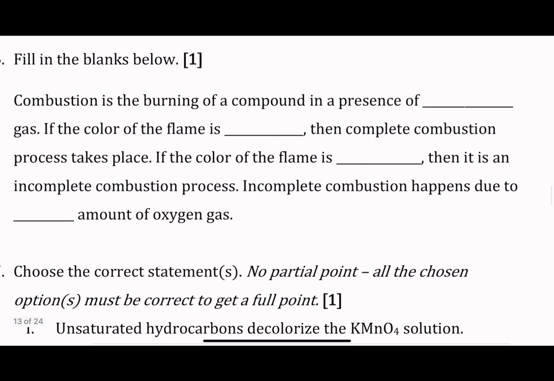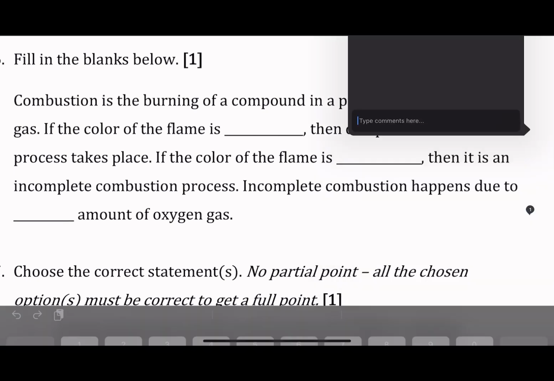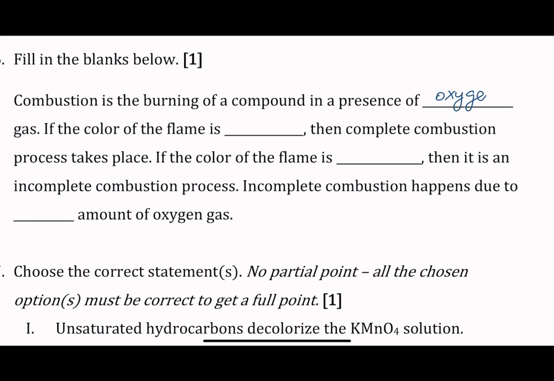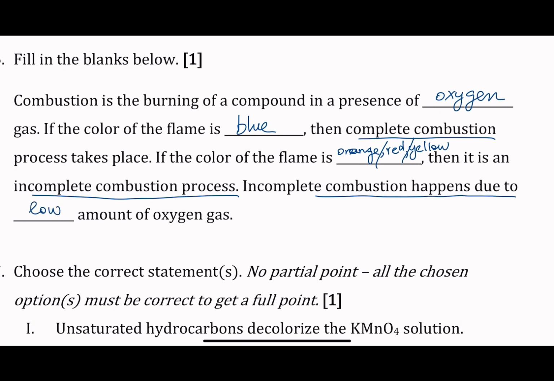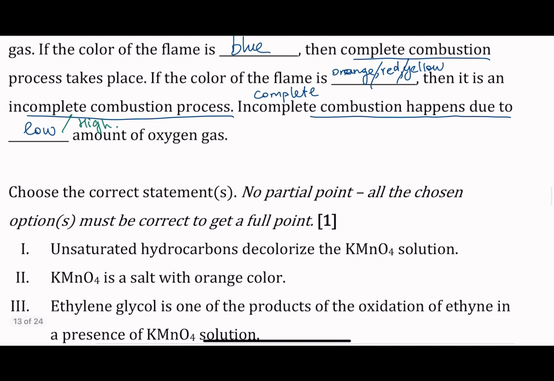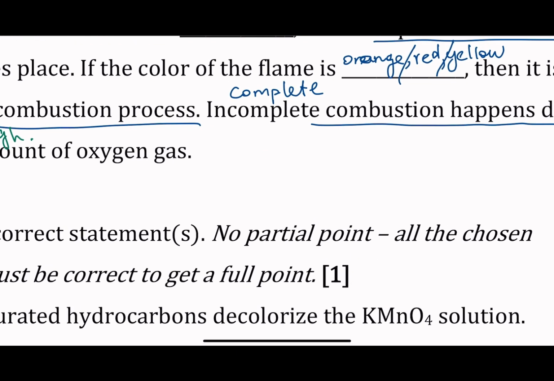So, question 6. Combustion is the burning of a compound in the presence of oxygen. Most of you got this right, so there was no problem. If the color of the flame is blue, then the complete combustion process takes place. If the color of the flame is orange or red or yellow, either of the answers is fine, then it is an incomplete combustion process. Incomplete combustion happens due to a low amount of oxygen gas. And for the B version, we changed it for complete, and in that case it was a high amount of gas, and that was it. Because if you would check the reactions, the reason we call this high and low amounts is due to this.